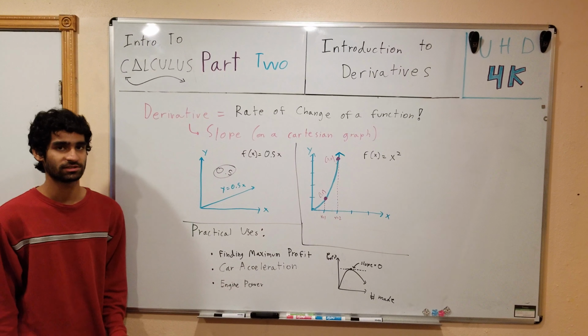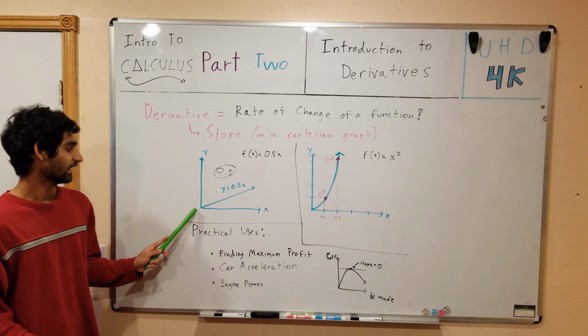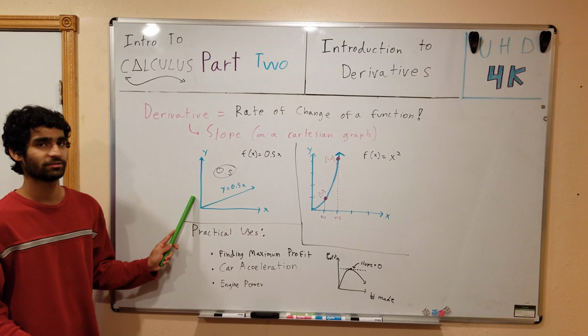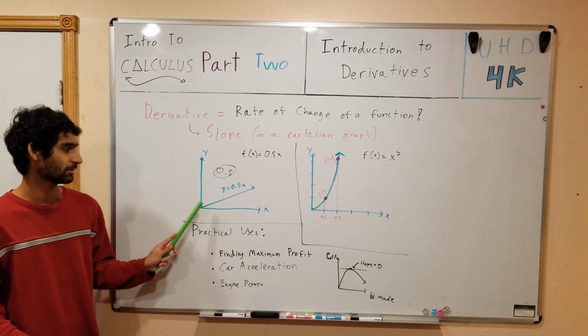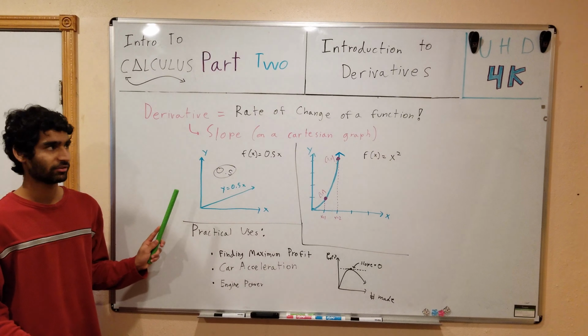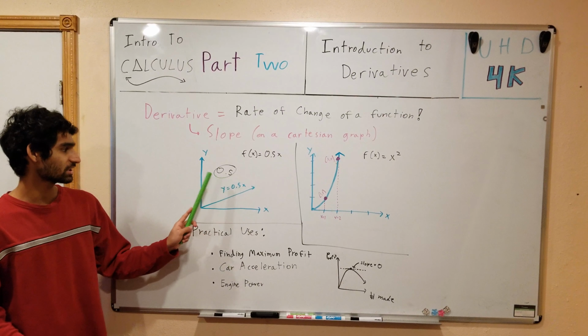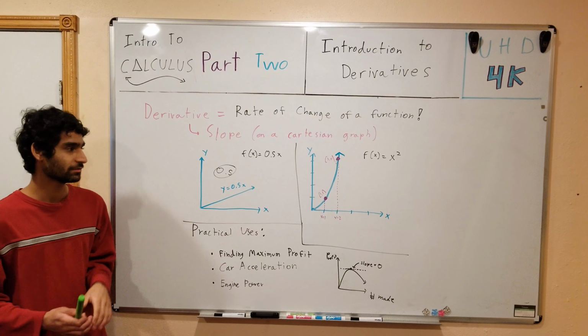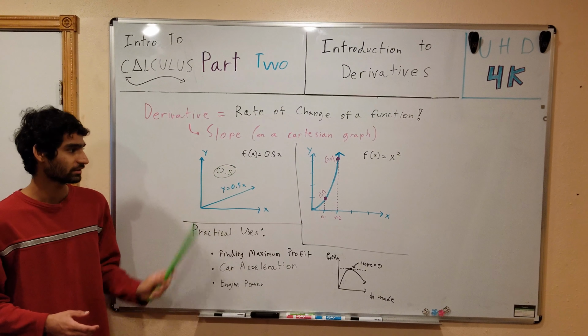f of x is equal to 0.5x. As my x changes by 1, how much does my y change by? It changes by 0.5, right? So if I go in my x direction by 1, my y changes by 0.5. The slope of this function is 0.5. That's the rate of change of this function. And so the derivative of this function is 0.5.